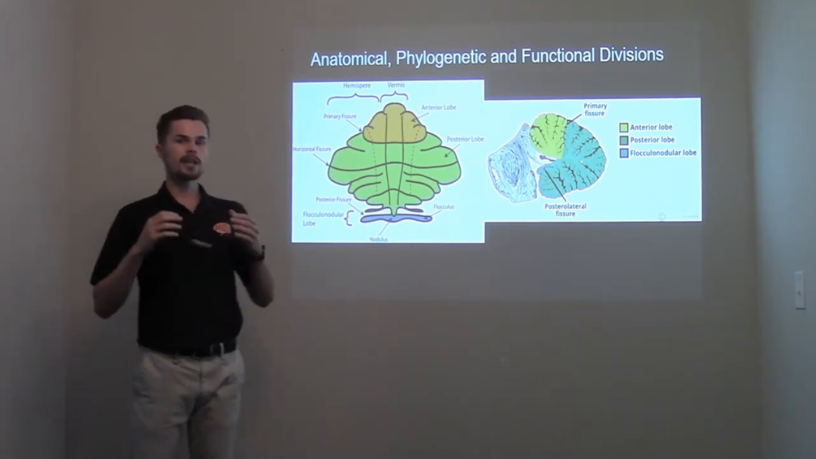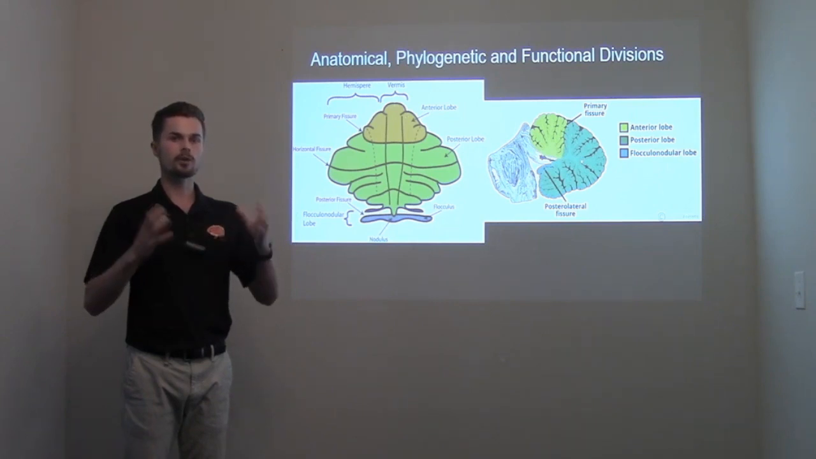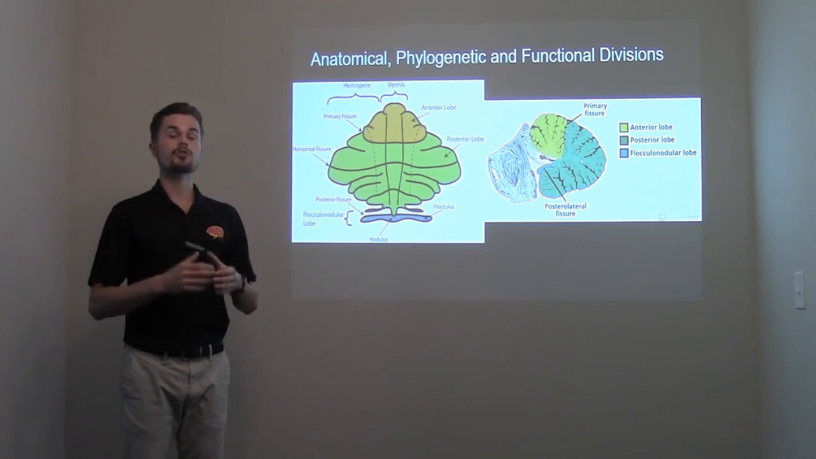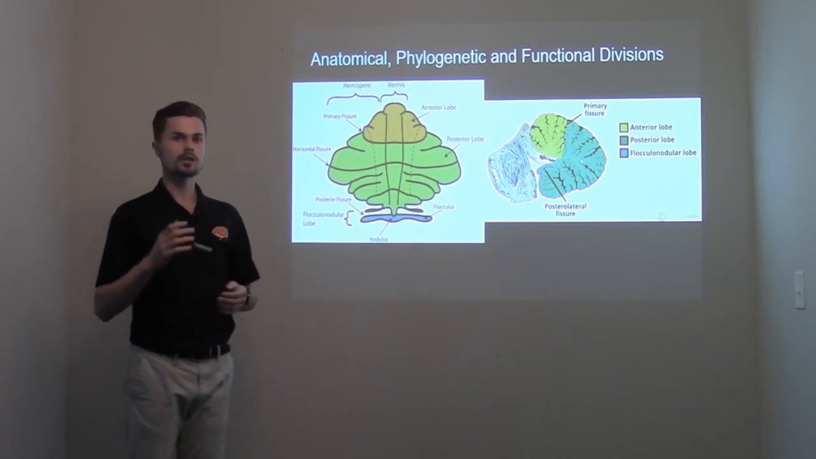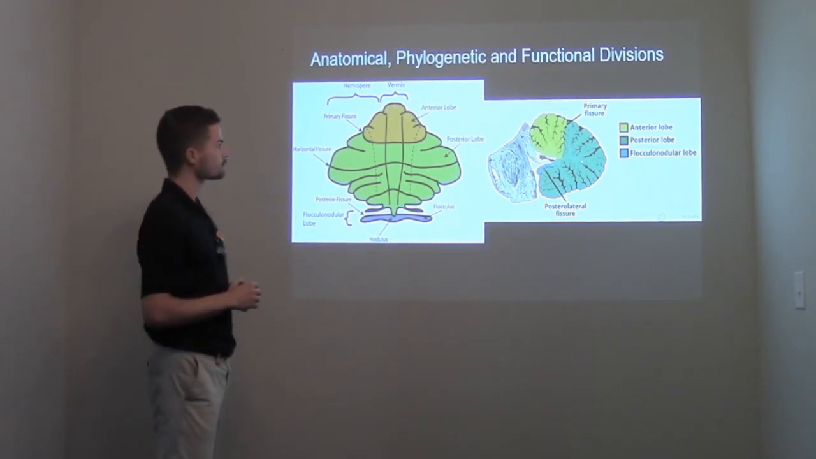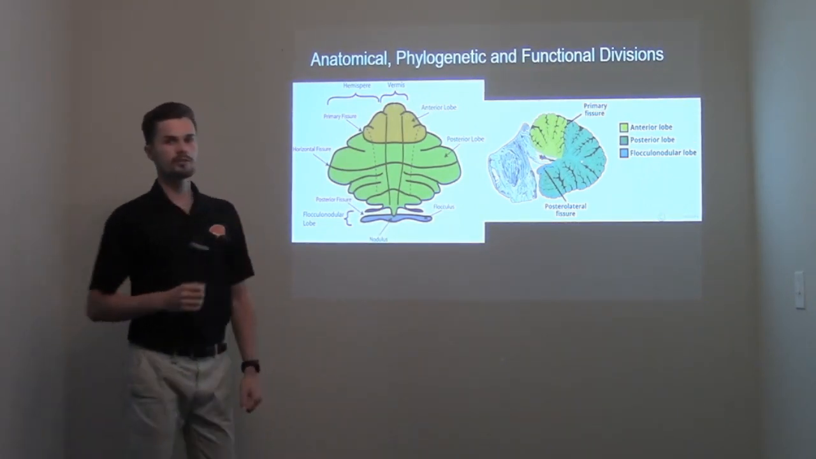And anything that leaves the cerebellum, or any excitation that comes out of the cerebellum and modulates other parts of the nervous system, is going to come from those deep cerebellar nuclei. So that's a really important concept I'm giving you right now before I even talk about the anatomy. But then we talk about anatomical, phylogenetic, and functional divisions of the cerebellum.